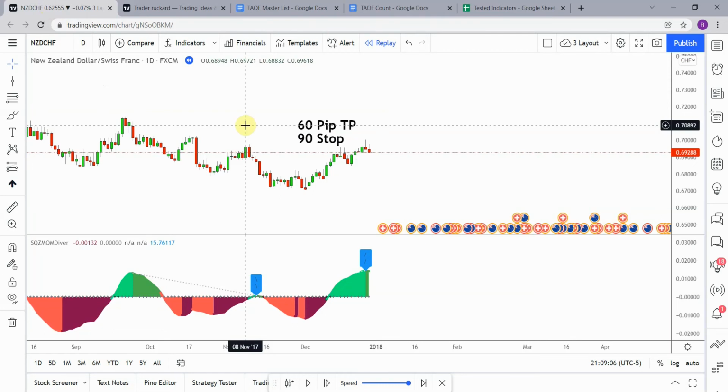Welcome back, viewers. Today we will be testing the LB Squeeze Momentum Divergences indicator.